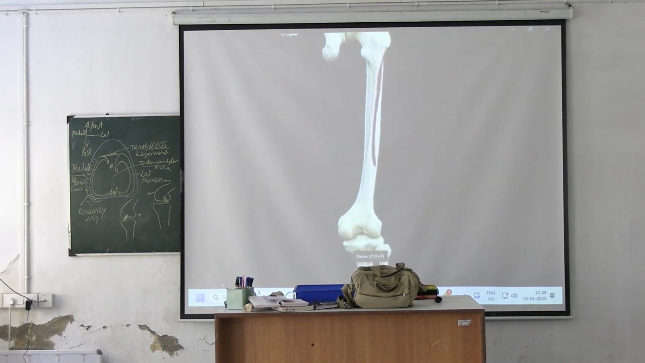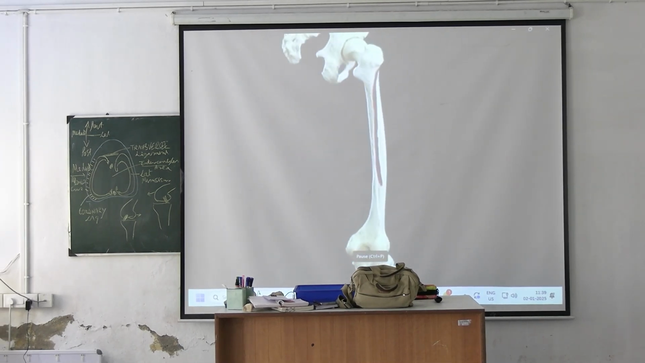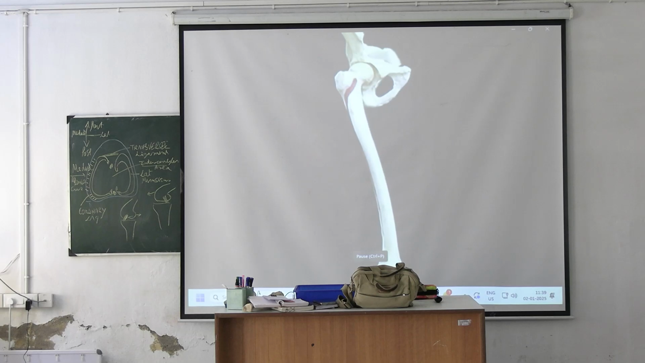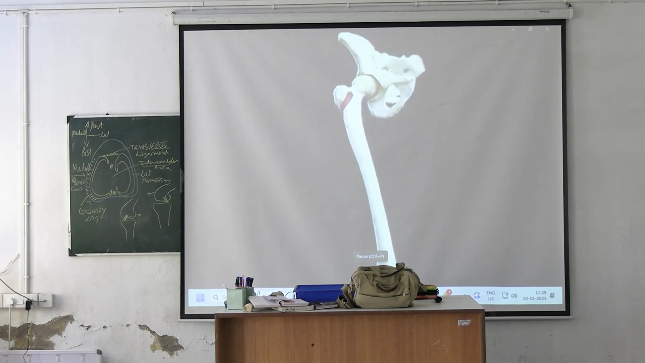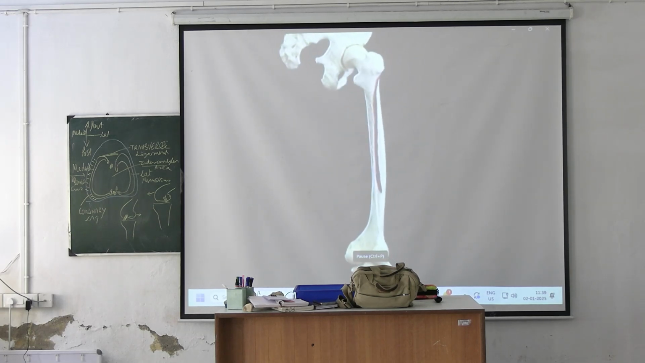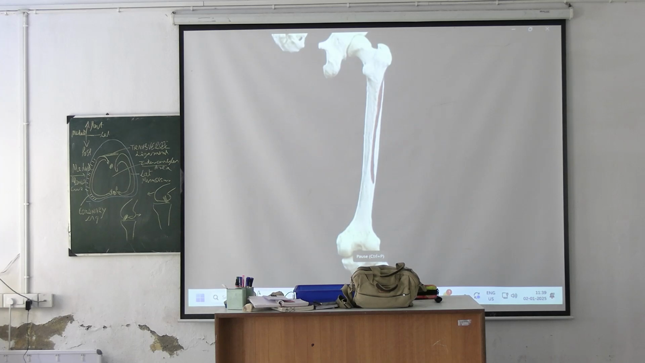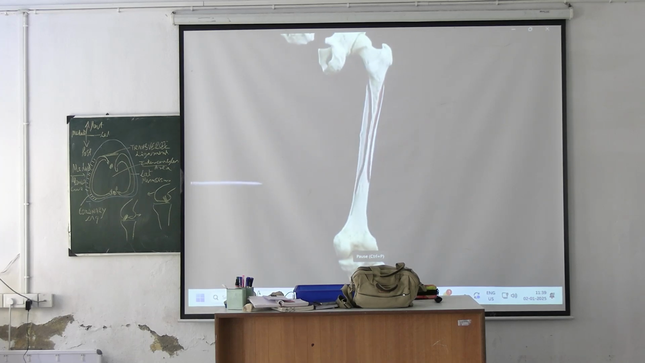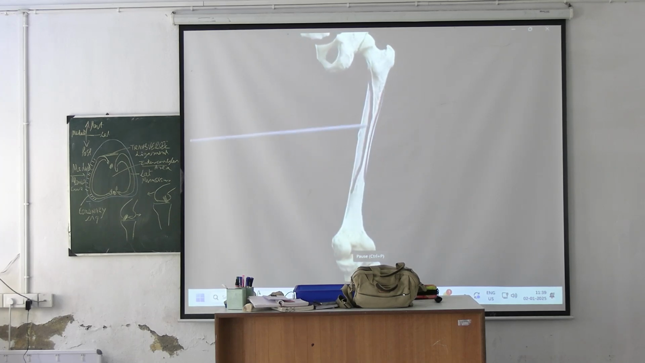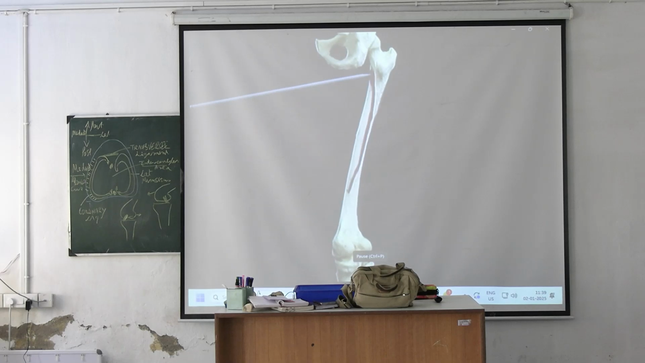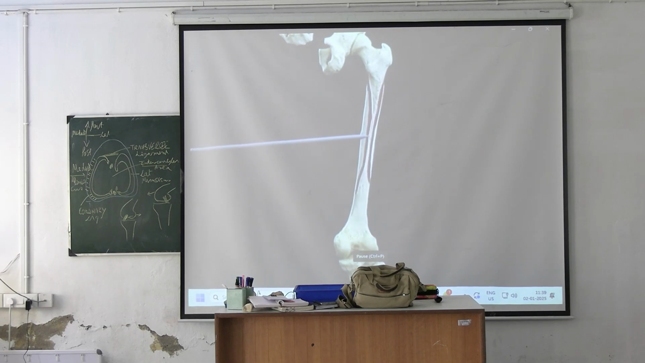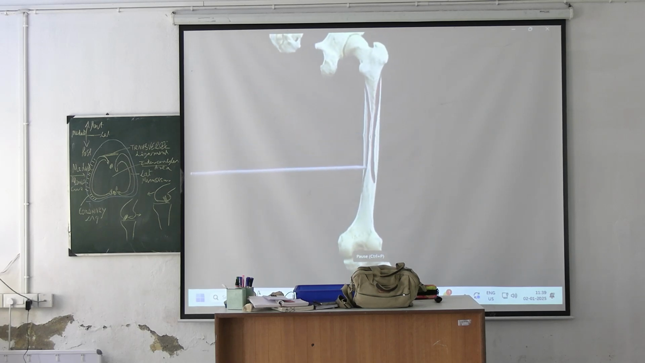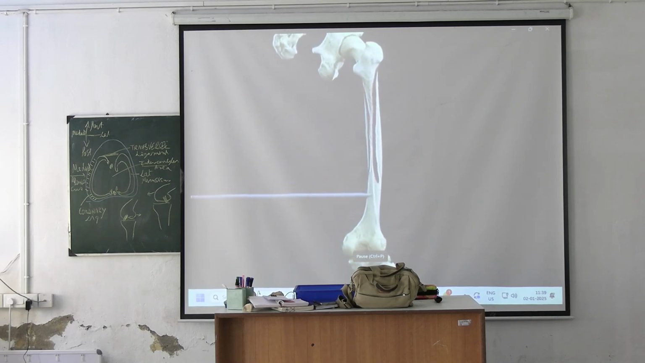Vastus lateralis arises from the lateral edge of the linea aspera and from the side and front of the greater trochanter. Vastus medialis arises from the medial ridge of the linea aspera and from just below the lesser trochanter. The thin strip of bone between these two lines of origin provides the insertion of all the adductor muscles and also the origin of the short head of biceps.